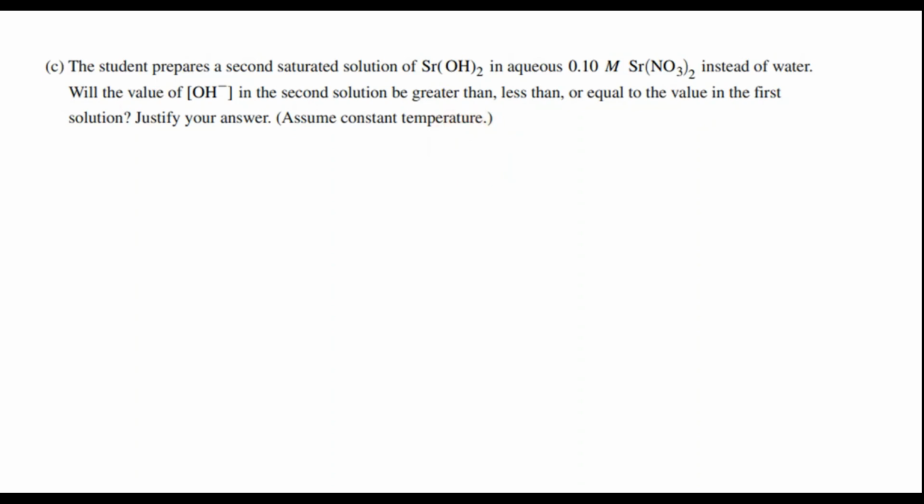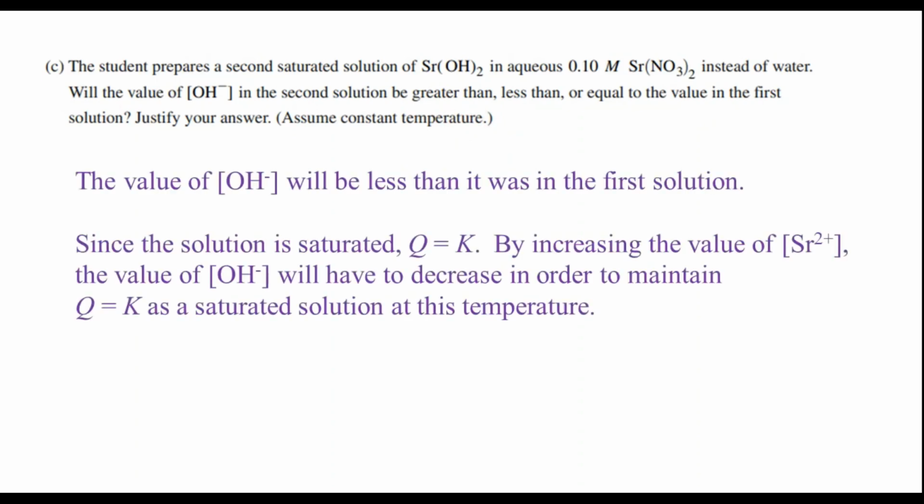So this is a good example of the common ion effect. The way that you might want to describe this is probably in terms of Q and K. Now, the value of hydroxide is going to be less than it was in the first solution. Now, the problem says that it's saturated, so that means Q equals K. And so when you increase the value of the strontium ions, the value of hydroxide has to go down in order to maintain that Q equal to K.